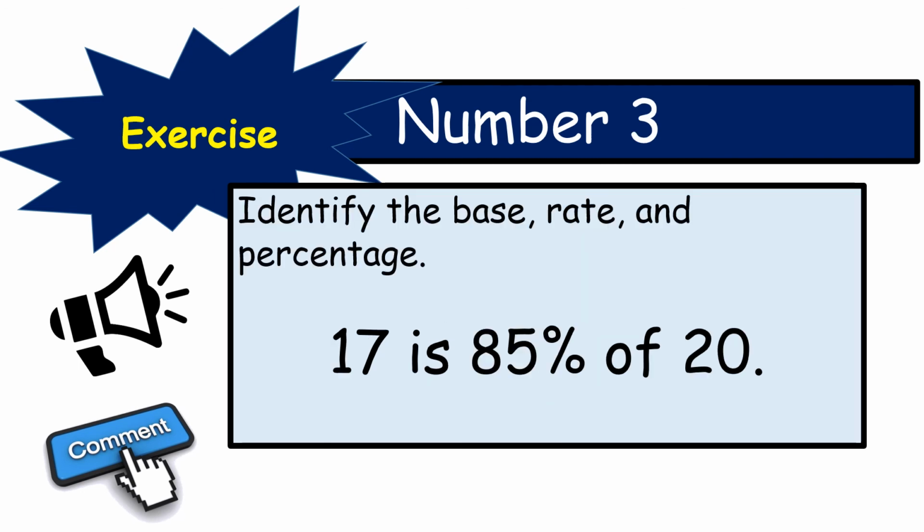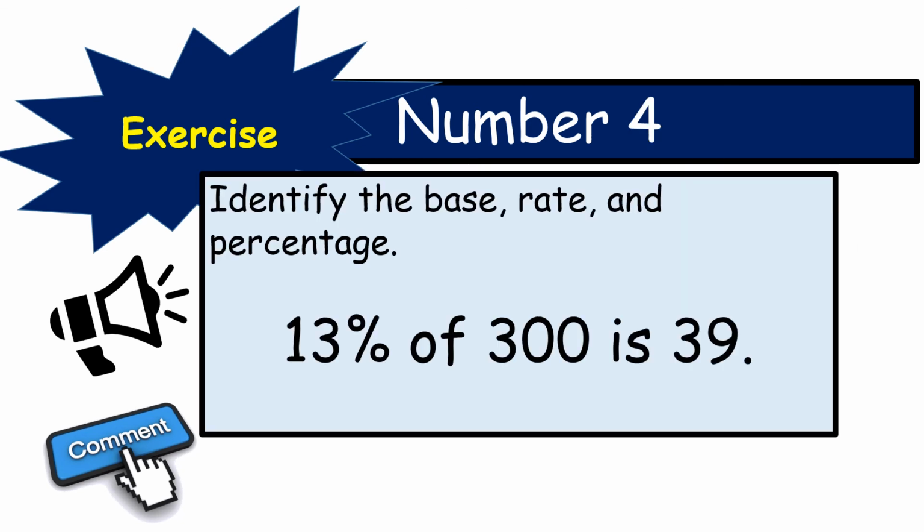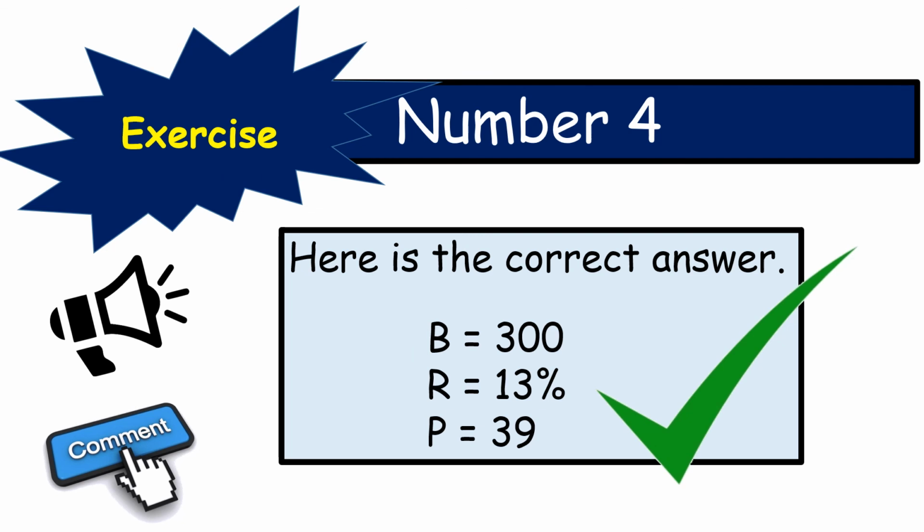For number 3, identify the base, rate, and percentage. 17 is 85% of 20. Base is 20, rate is 85%, and percentage is 17. For number 4, identify the base, rate, and percentage. 13% of 300 is 39. Here is the correct answer. Base is 300, rate is 13%, and percentage is 39.